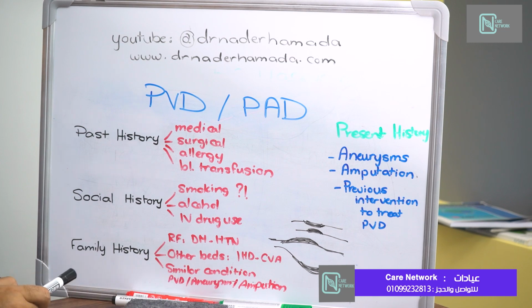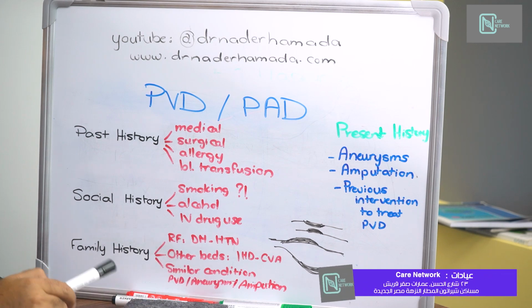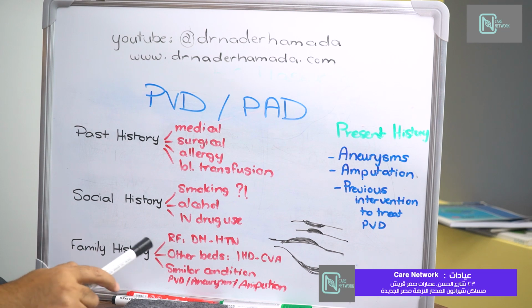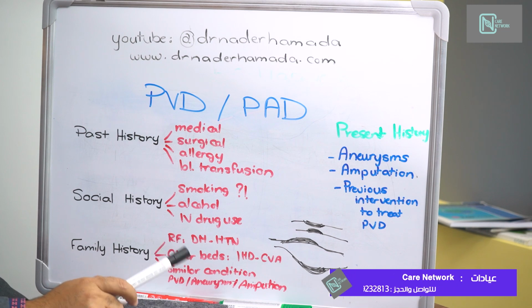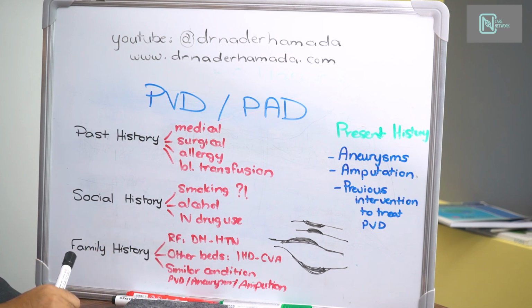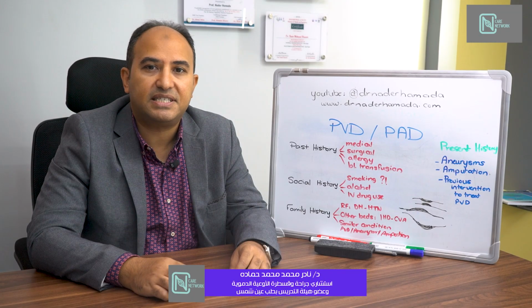As regards family history, we have to ask the patient about a family history of a similar condition in the form of peripheral vascular disease, and if any of the parents had a previous amputation or aneurysms. We have to ask as well about risk factors, including diabetes, hypertension, and other beds affected by atherosclerosis in the family, like ischemic heart disease and cerebrovascular accident. This is all we have about history taking in peripheral vascular disease or peripheral arterial disease cases.